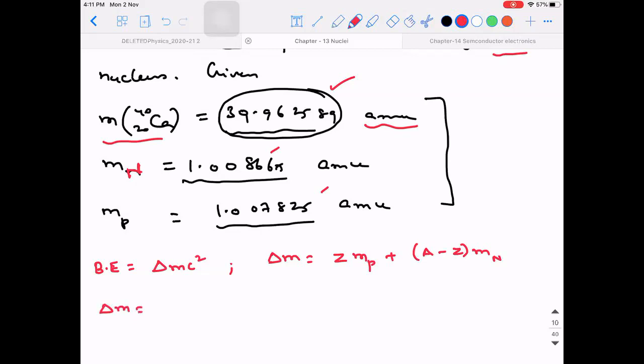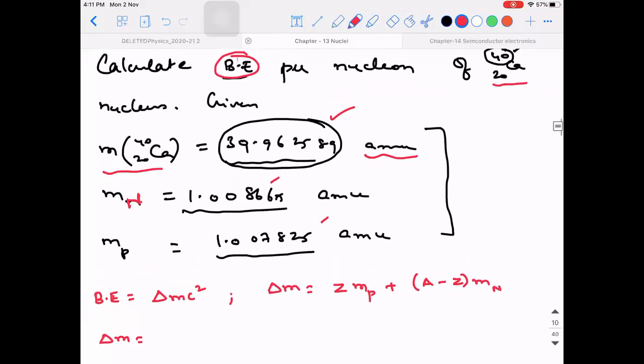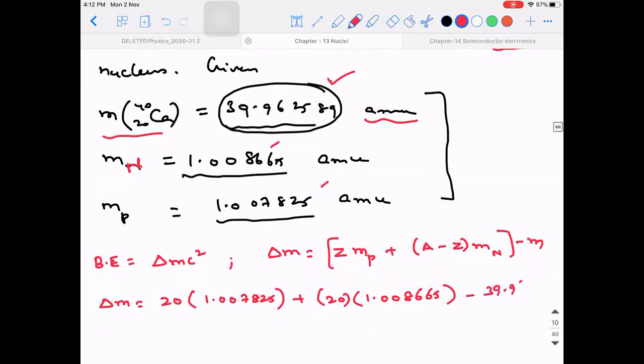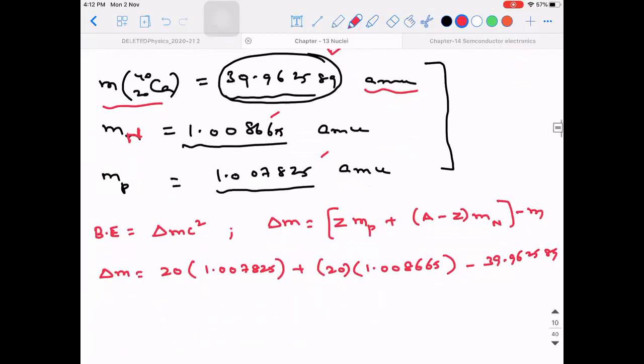So delta m will be equal to, what is the value of Z, guys? 20 into mass of each proton, which is given as 1.007825. Remember, everything is in AMU. Plus, A minus Z is how much? That is also 20, into mass of each neutron, 1.008665, also in AMU, minus the actual mass, which is 39.962589. Right. So can you calculate this and tell me fast?